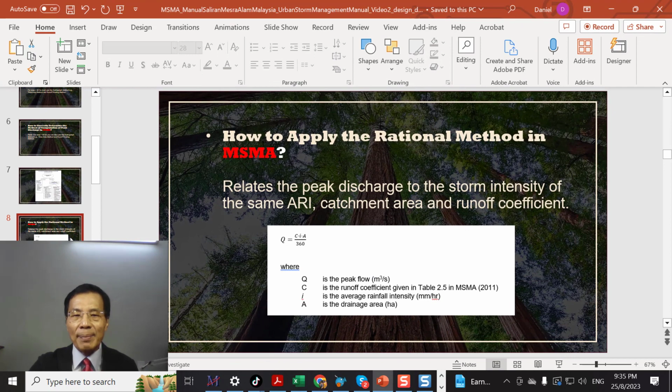Let's talk about the rational method. How to apply the rational method in MSMA. Basically, the rational method relates the peak discharge to the storm intensity, the catchment area, and the runoff coefficient, using this formula, Q equal to CIA over 360.